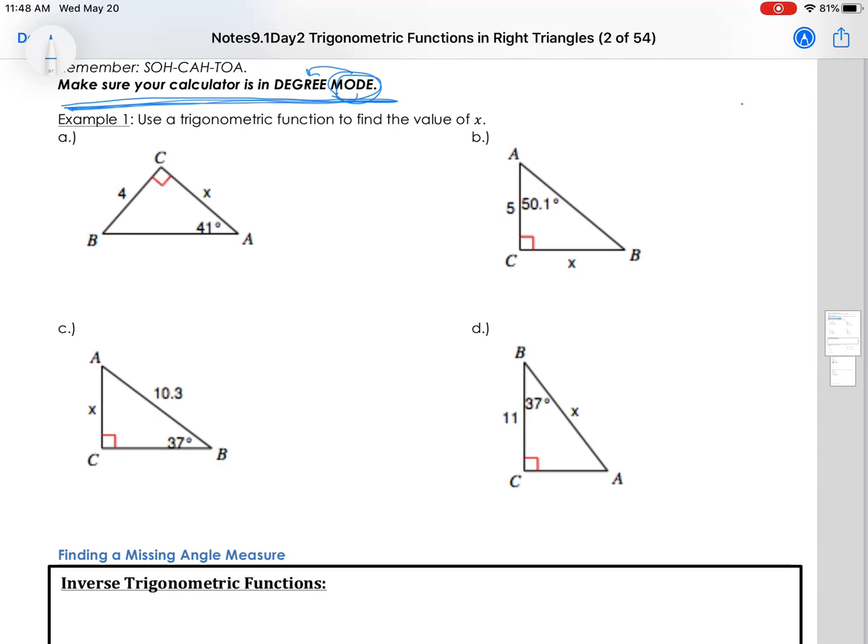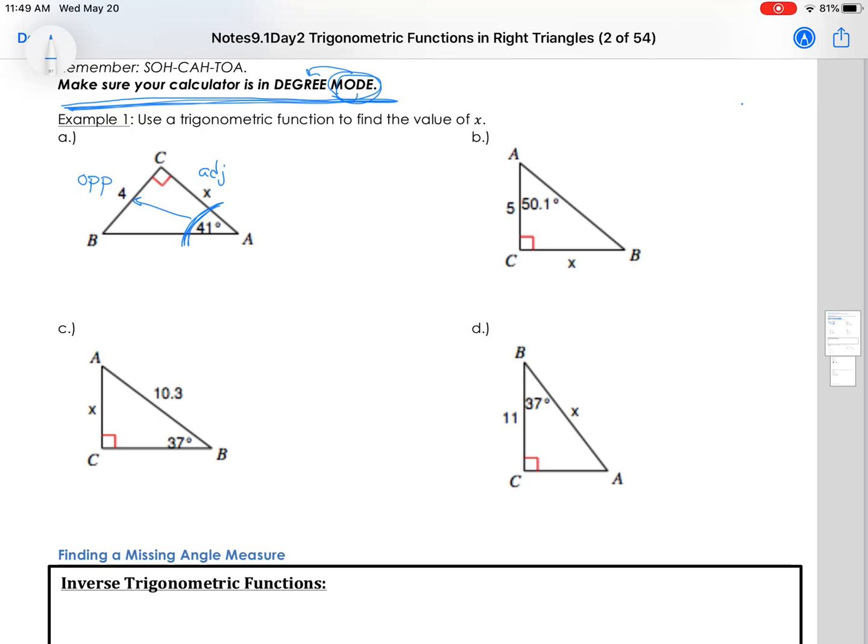All right, so we're going to use trig functions to find the value of x. So what we do is we say, okay, well, looking here, here's my angle, 41. Let's label what we have. Well, here's the 4. That's across from it, so that's opposite. The x is next to it, but also AB is next to it. But AB is my hypotenuse, which means that x has to be my adjacent side.